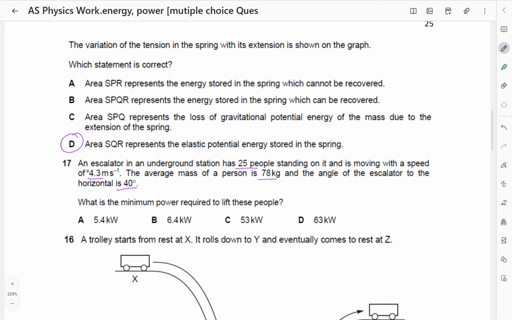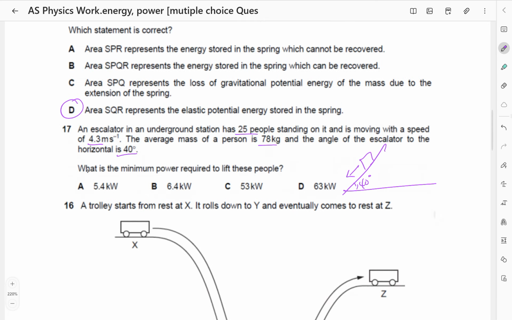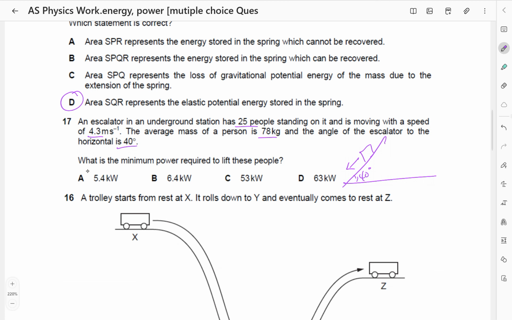If you want to visualize this, the escalator is moving at an angle of 40 degrees. So there is a component of the weight down the slope which must be overcome, and that component is simply mg sine 40. So we are going to be overcoming that force. The power is going to be force times the velocity. F is going to be equal to mg sine of 40, the component of the weight down the slope.